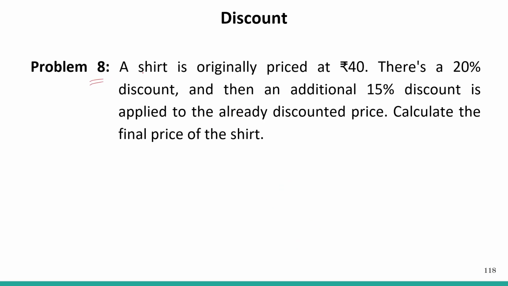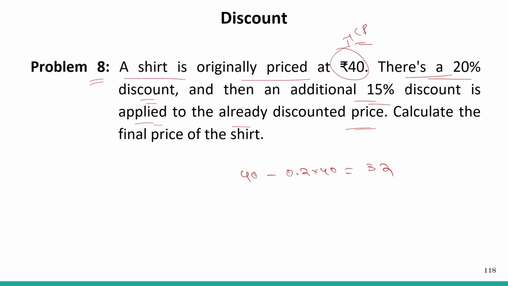So let's see problem number 8. A shirt is originally priced at 40 rupees and there is a 20% discount. Then an additional 50% discount is applied to the already discounted price. Then calculate the final price of the shirt. Okay. So this is the CP, that is cost price. So there is a 20% discount, right? So after 20% discount, what I have is 40 minus 0.2 into 40, right? So this is equal to 32.